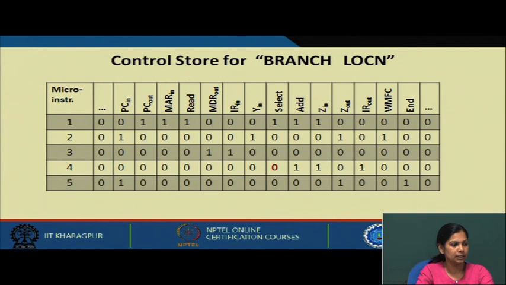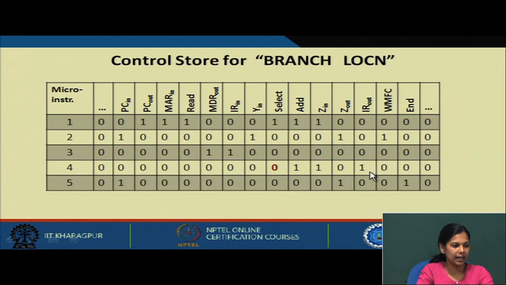Similarly, for branch we have shown. First three steps will be the same, and for this particular step we have to do select Y. So, if select 4 is 1, select Y will be 0, and we perform add, Z in, and then we also perform IR out, because the offset field of IR out should be available.